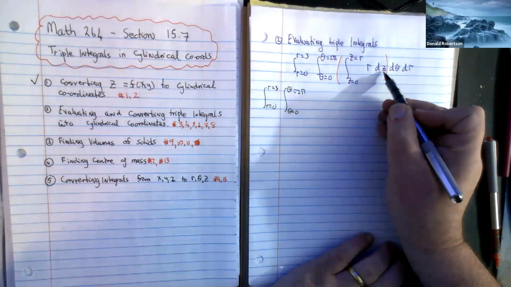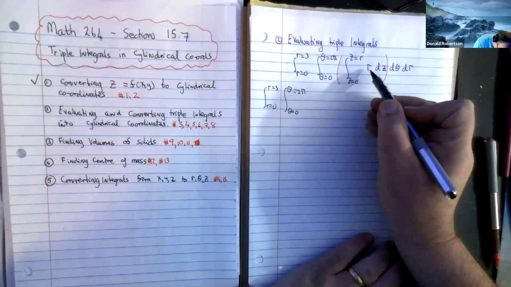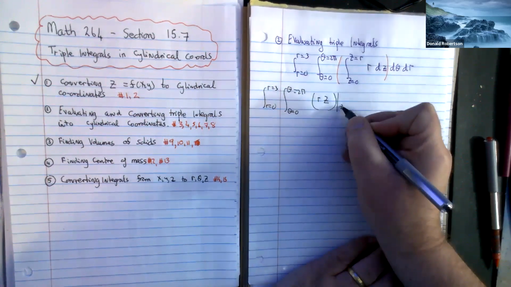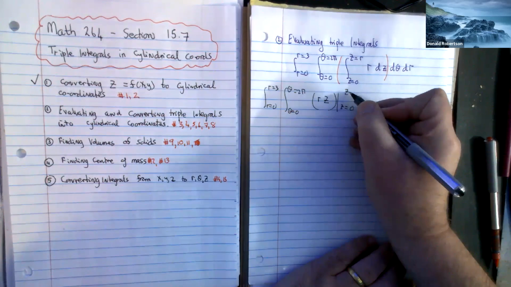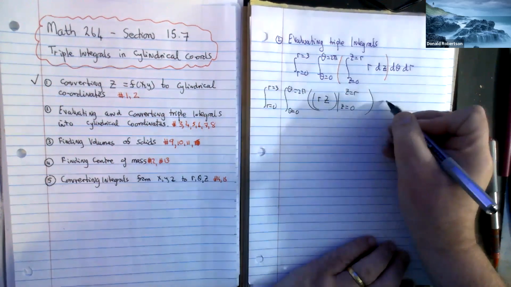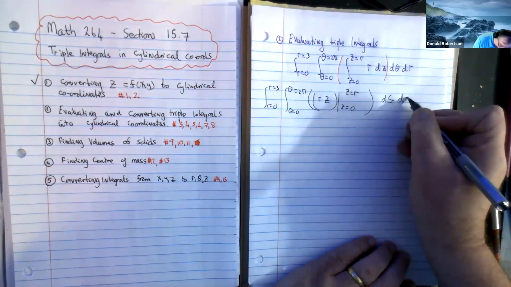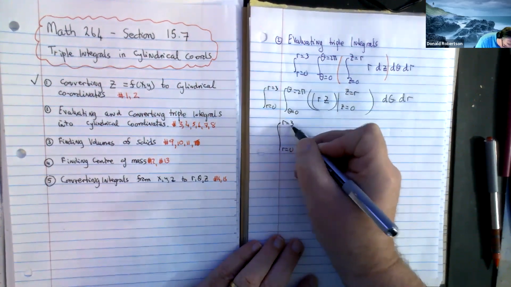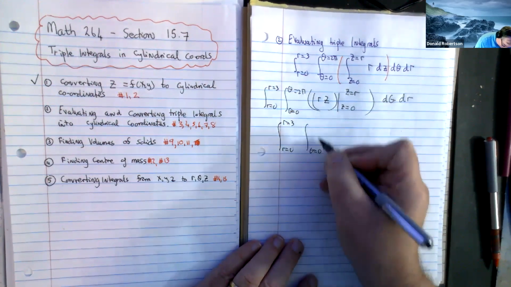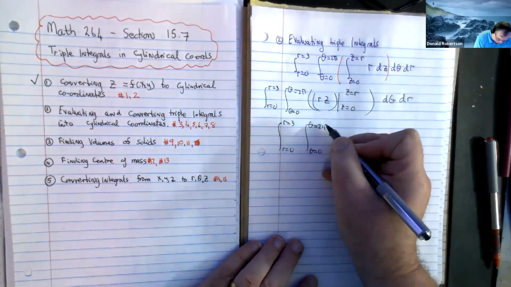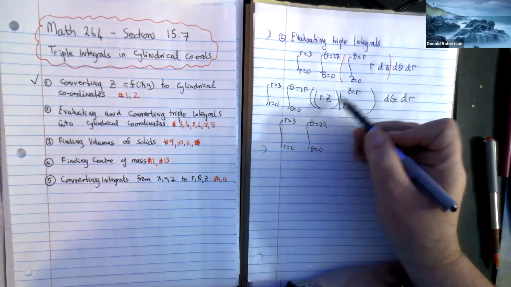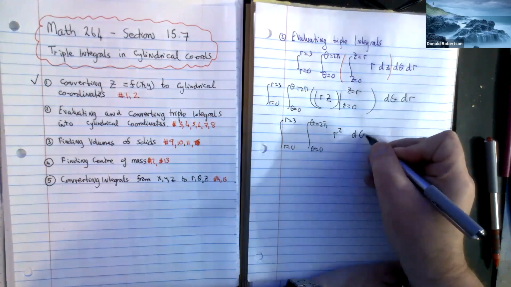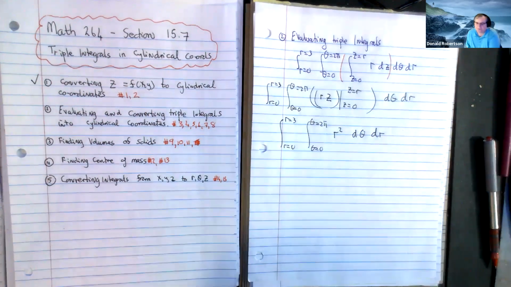Well, if you integrate with respect to z, r is essentially a constant, so you get rz. You're going to evaluate it at z equals 0 to z equals r, and then you do the other two. Well, if z becomes r, this becomes r squared, z equals nothing, you get nothing, and you are now looking at those two.